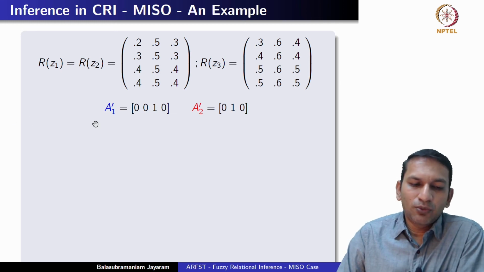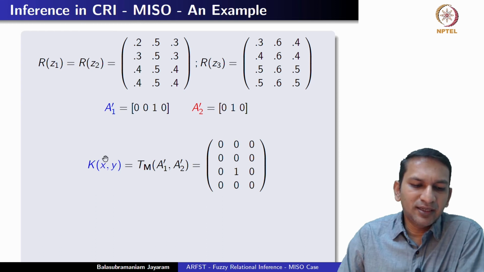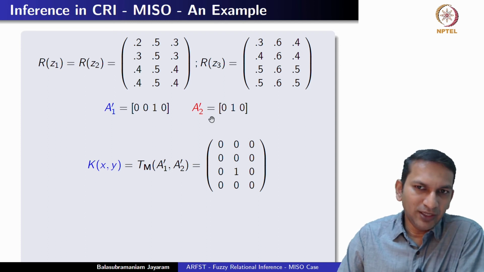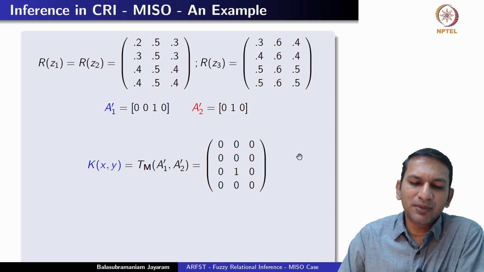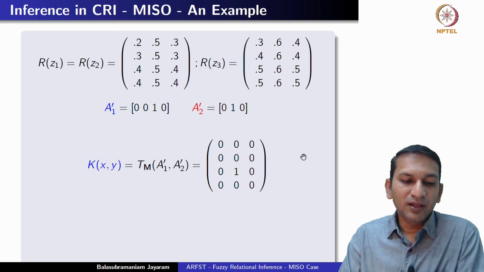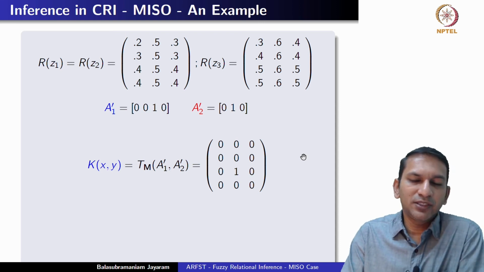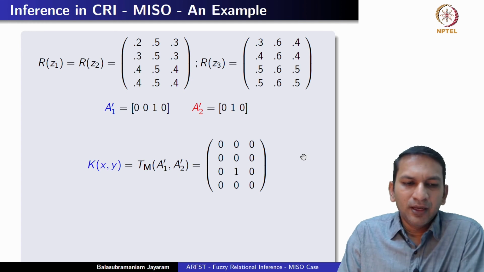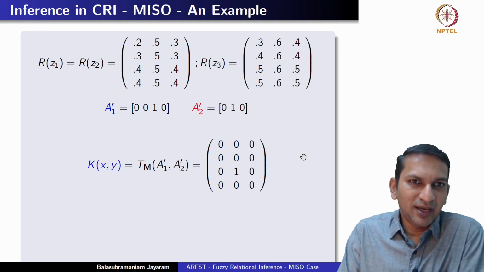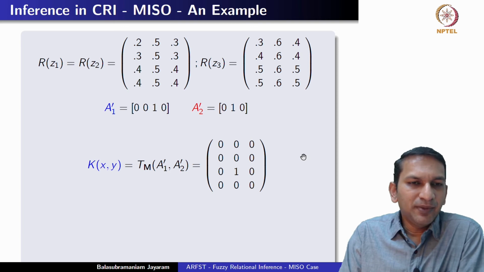Now, how do we do this? Once again, we use the antecedent component K, which is the minimum in this case. Now, it is easy to see that if you take the outer product of A1 dash and A2 dash with respect to minimum, this is the matrix that we get. Now, this is what we need to compose with R of Z1, R of Z2, and R of Z3, essentially with R. Now, since we are dealing with CRI, it makes our calculations much simpler.